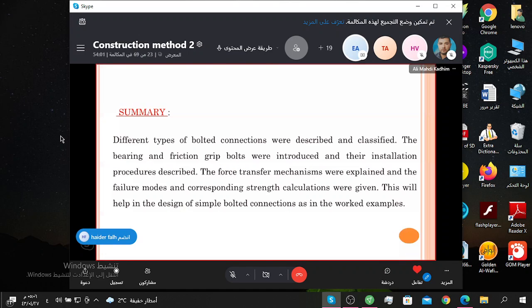Similarly, different types of bolted connection were described and classified. The bearing and friction grip bolts were introduced, and their installation procedure described. The force transfer mechanisms were explained, and the failure modes and cross bonding strength calculation were given. This will help in the design of simple bolted connections as in the worked example.